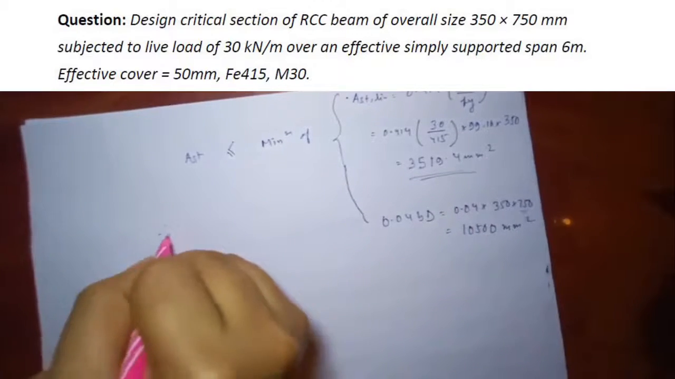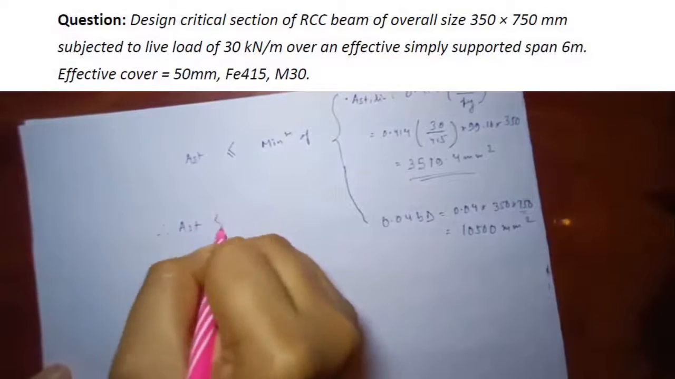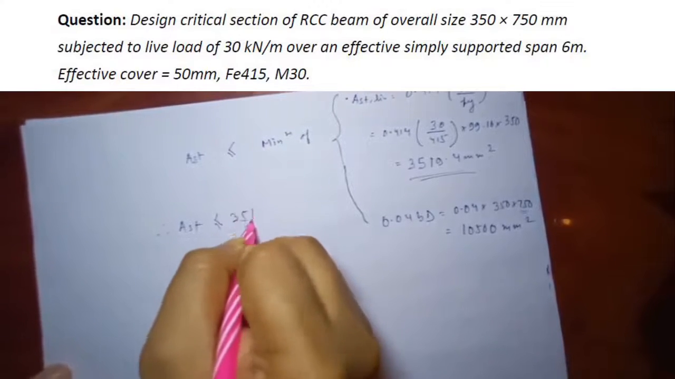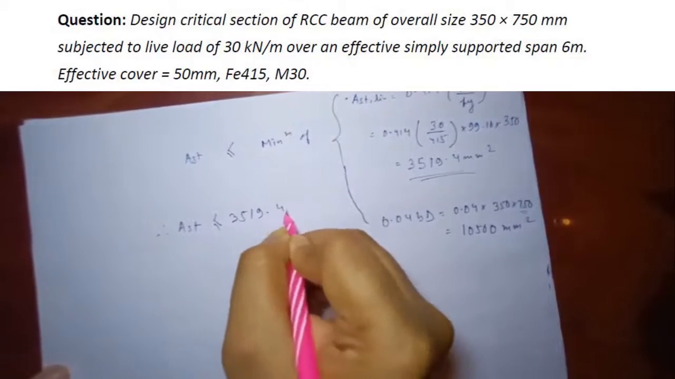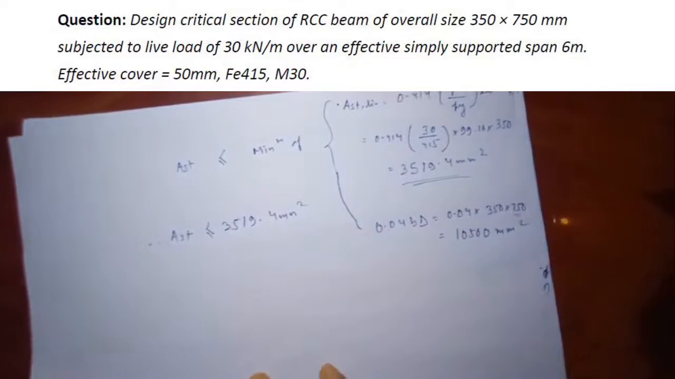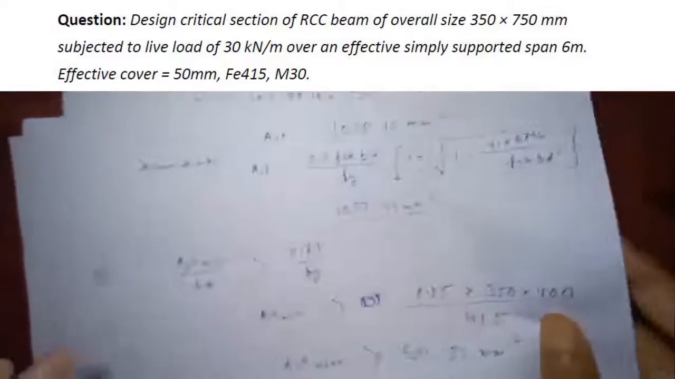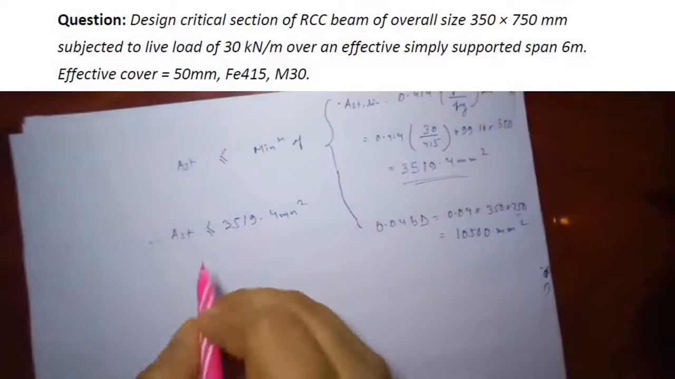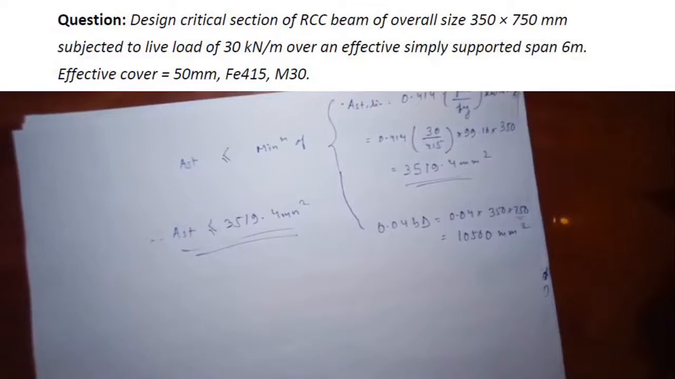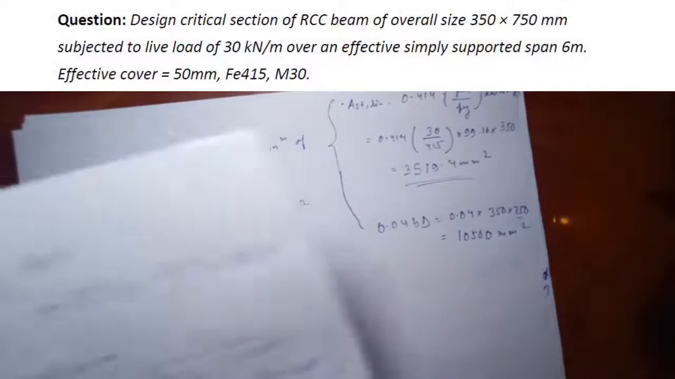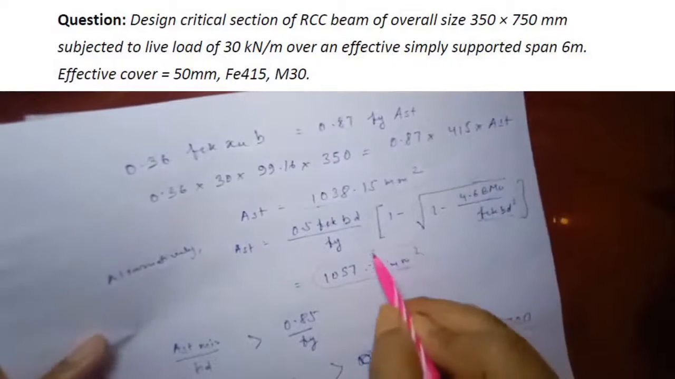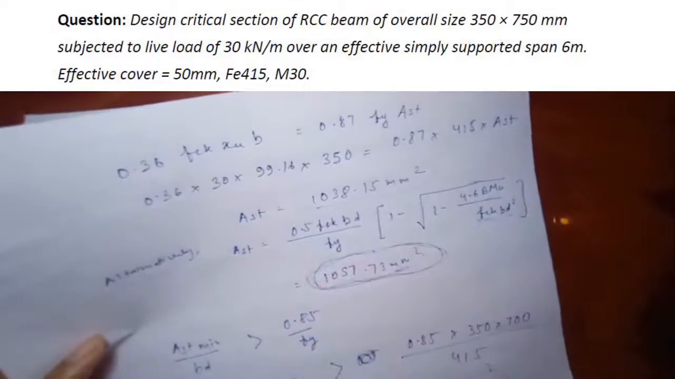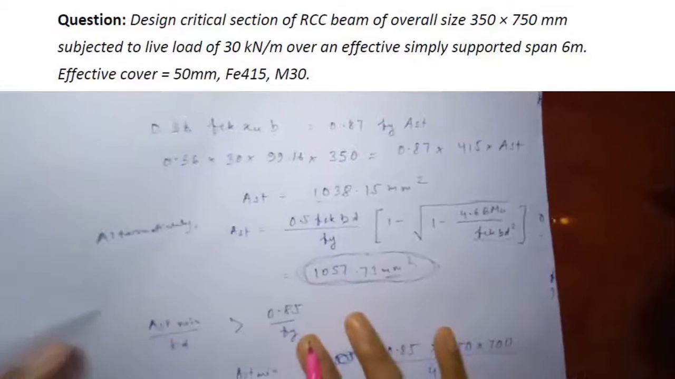So therefore AST should be less than equal to 3519.4 mm square. So I have two conditions, that AST should be greater than 501.81, and also this AST should be less than equal to 3519.4 mm square. So now these two things are satisfied, so I will go with any one of these two. Suppose I am taking this one, I will go with this particular AST.